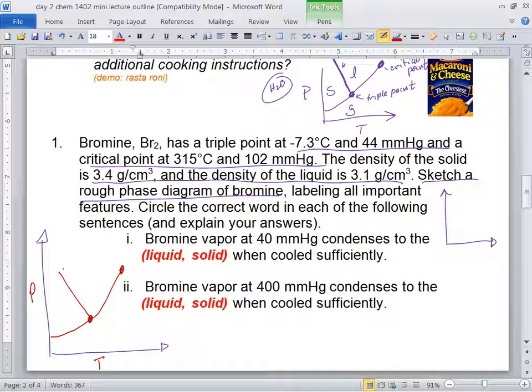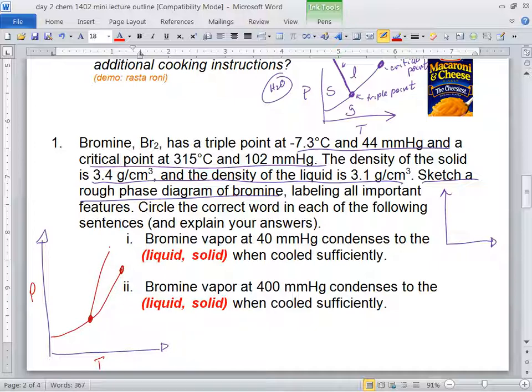Do I need to change anything for this substance? That line between what two states? Solid and liquid, right? That can't be going back. It has to be going forward. So that's how I start. This is my starting point. I just know water, and then everything else I just modify from water. So that's to be going that way.